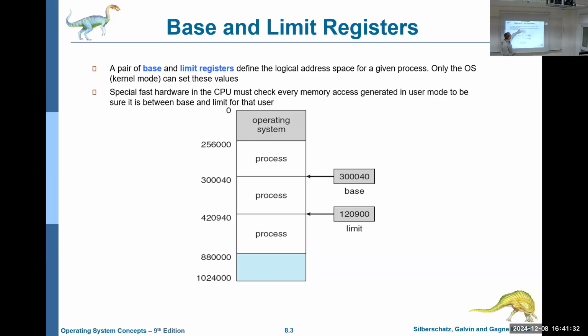Special fast hardware in the CPU must check every memory access generated in user mode to be sure it's between the base and limit registers. In other words, if you're in kernel mode, you can go anywhere. But if you're in user mode, there's special hardware that's going to check these registers every time you do a memory access.